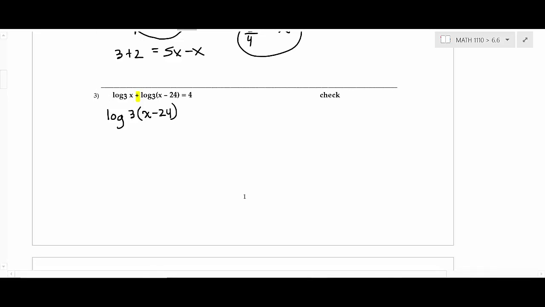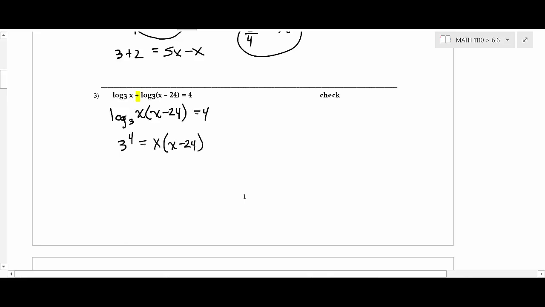Oh, hold on. That's a base 3. Sometimes on my computer the bases don't look good to me. So that would be log base 3 of x times x minus 24 is equal to 4. Okay? That log is isolated, so now exponential form. So take it to exponential form. So that would be 3 to the 4th is equal to x times x minus 24.